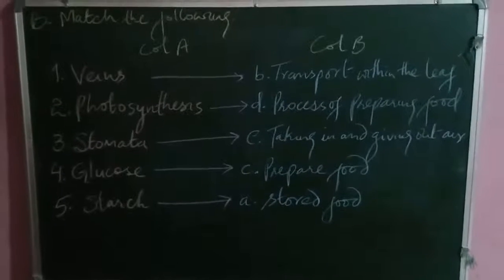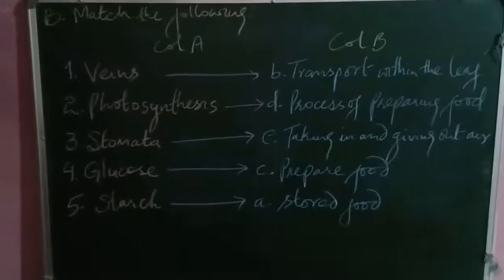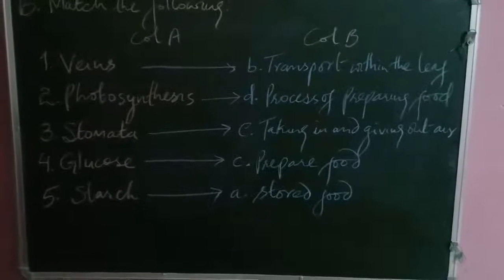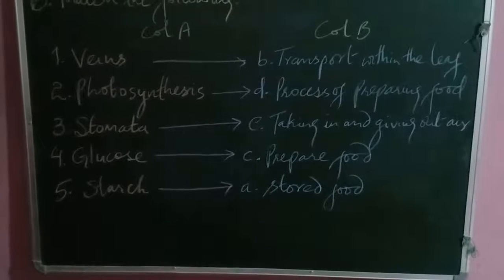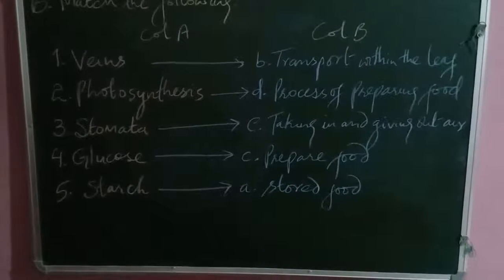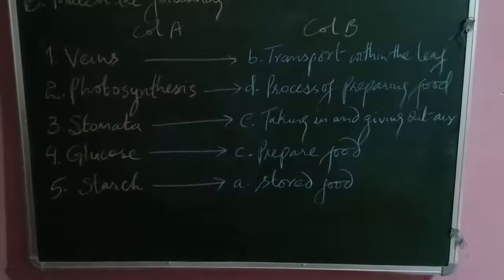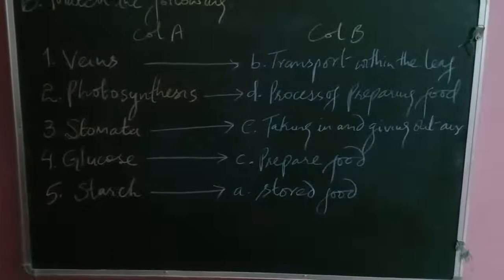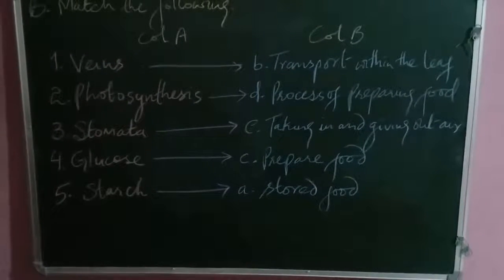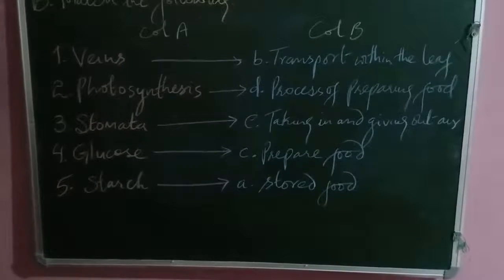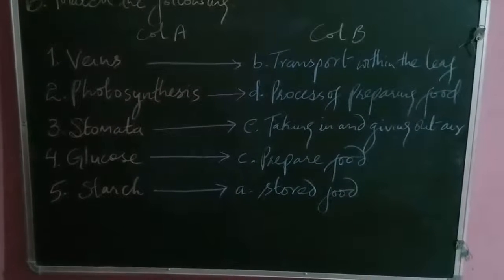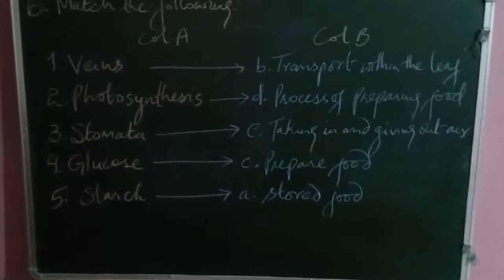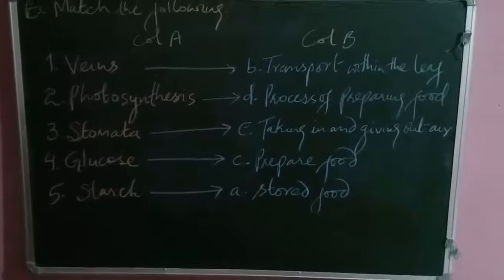So the first one is matched with option B in column B. Then photosynthesis is matched with D, option D, process of preparing food. Stomata is matched with option E, taking in and giving out air. And fourth one, glucose, is matched with option C, prepared food. Then question 5, starch is matched with option A in column B.